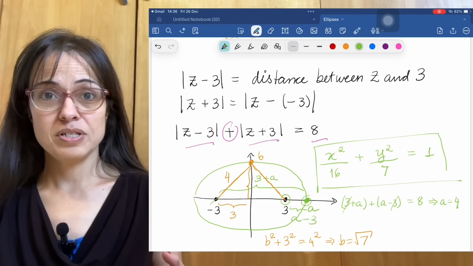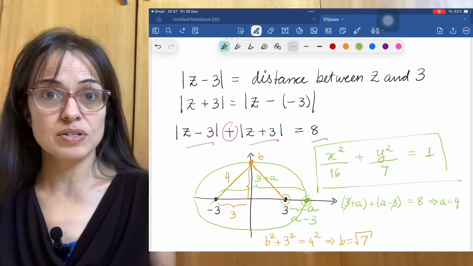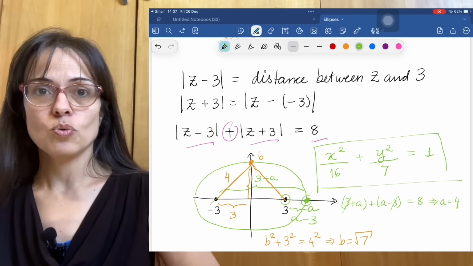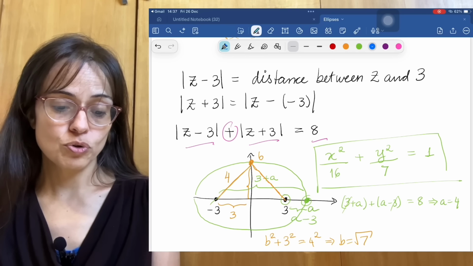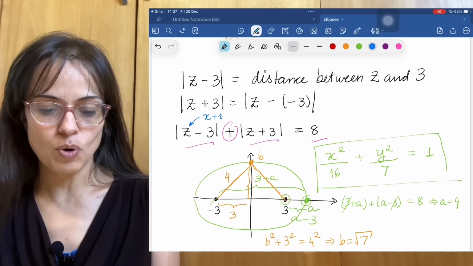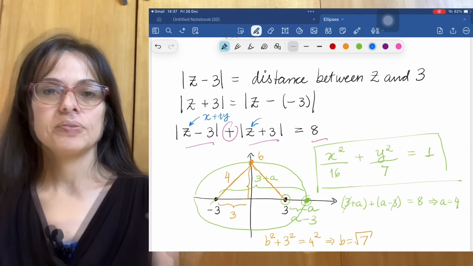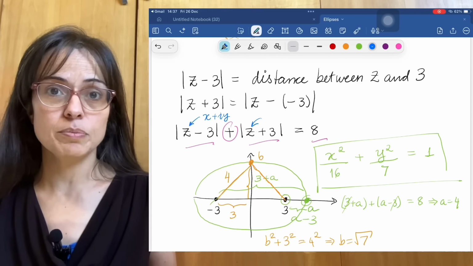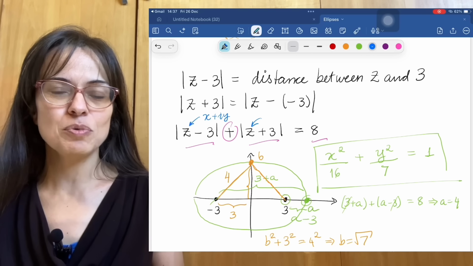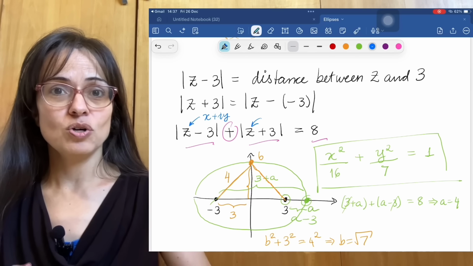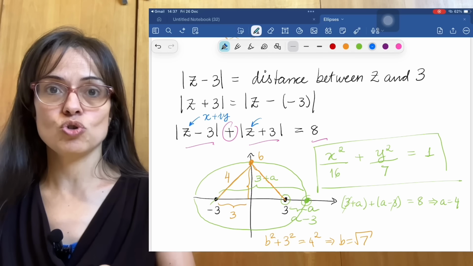Now, if you want to see how useful it was to have this information about ellipses, just try to do this one exercise without using that. What you're going to do is you're going to replace the z by x plus iy. You're going to do the same thing here. And then it's going to be a whole lot of algebraic madness until, if you don't make any mistakes, you will get to the same conclusion. But I got there without calculating almost anything because I knew this shortcut.